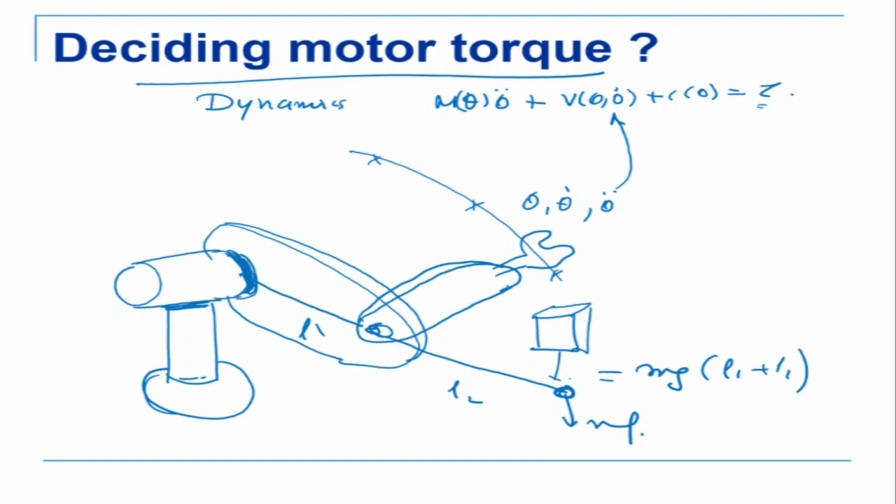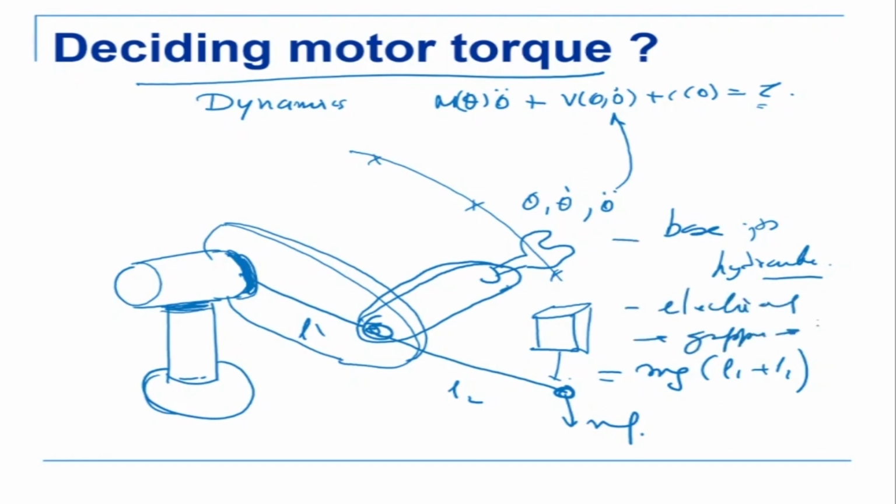Now, the shoulder joint, plus the waist joint, the base joint, normally carries the maximum load for the robot. So very often the base joints are hydraulic. The in-between joints are electrical. And the last joint, the gripper, is pneumatic.